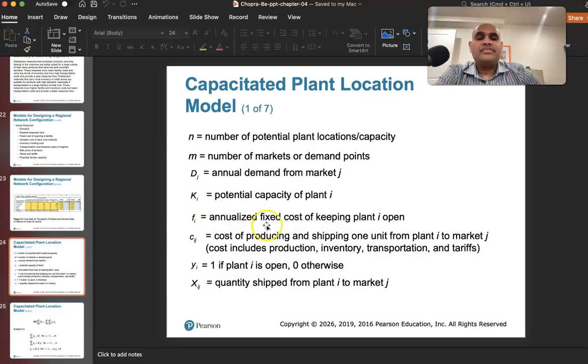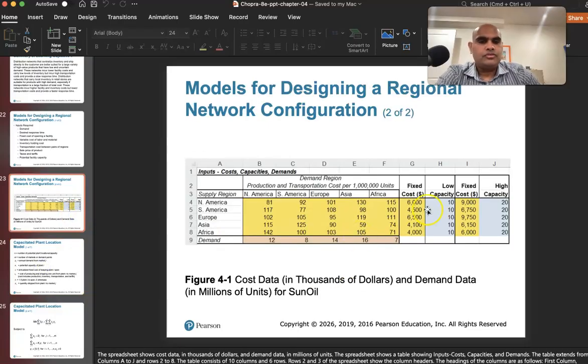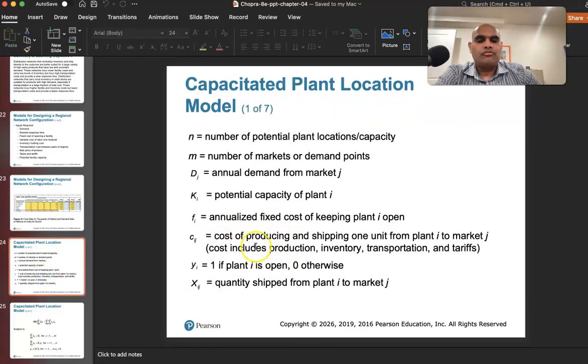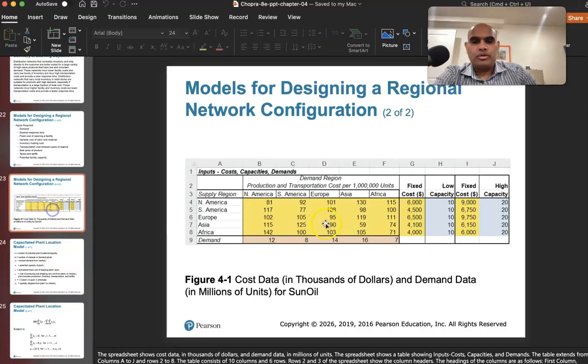All right. Now, F is the annualized fixed cost. So we know the fixed cost values for low capacity plants and high capacity plants. And Cij is the cost of producing and shipping 1 unit from plant i to market j. Right. So the thing to keep in mind is that Cij is the variable cost. Now, in this case, the only variable costs that we are looking at are production and shipping. But in reality, this might include production, inventory, transportation, tariffs, all of the costs that are incurred per unit, that are all variable per unit, are all going to be here, right?